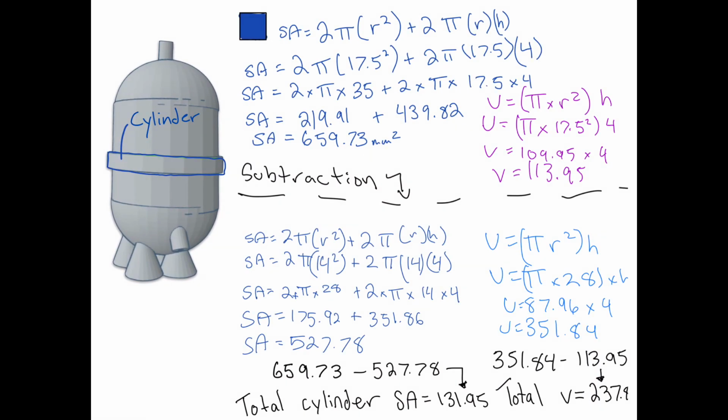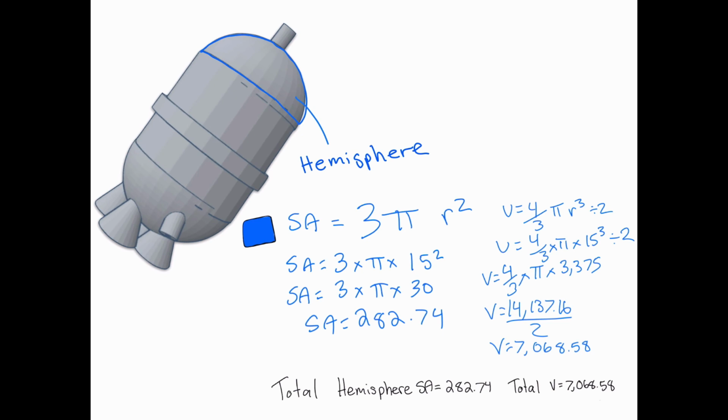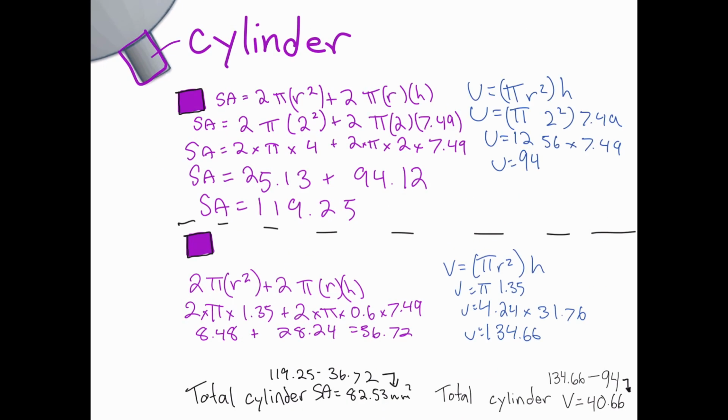This ring is basically just an outline that helps support the structure. This hemisphere is the same as the other one. This cylinder is the top part with a hole.